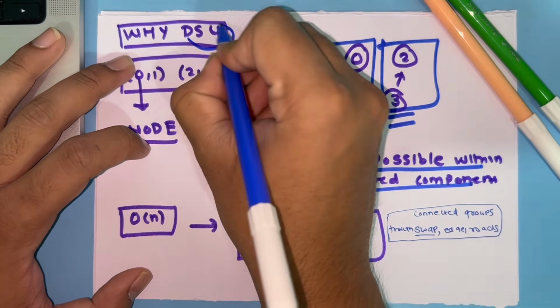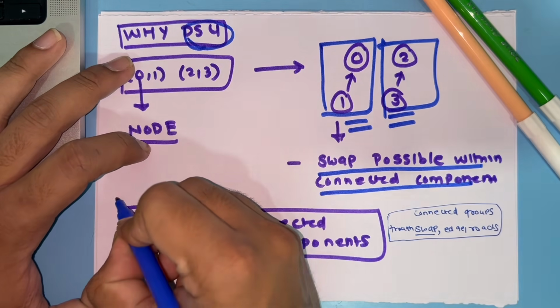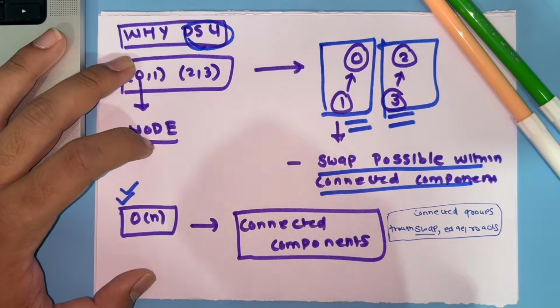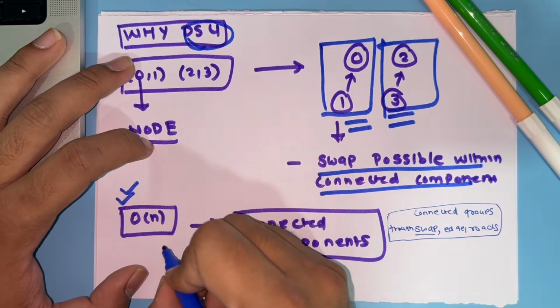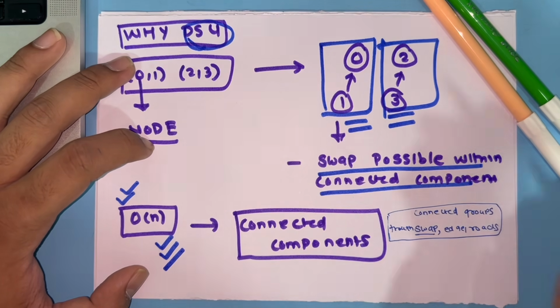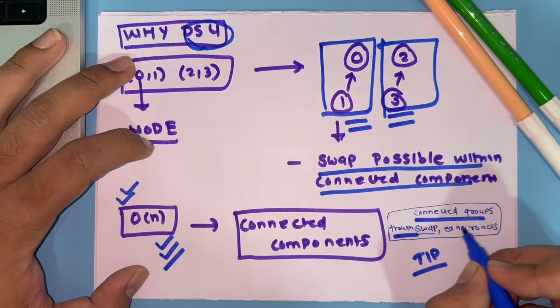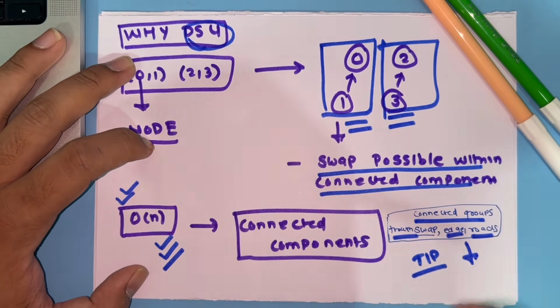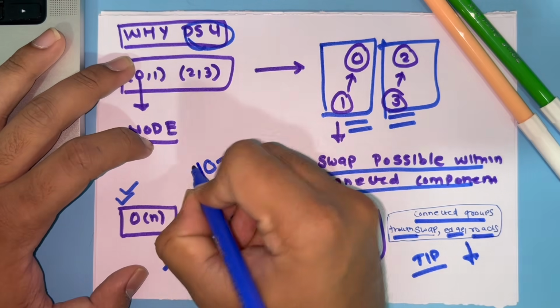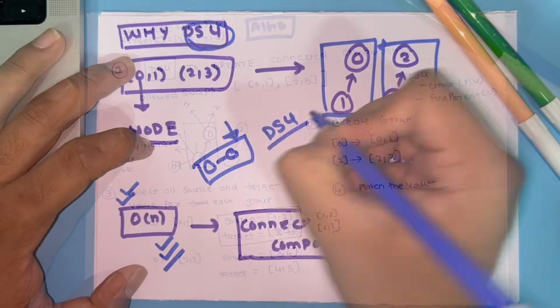Now how does DSU help us? When you are creating connected components, DSU helps you create them in order of n time. You can do this with BFS, DFS also, but this problem specifically is a DSU problem. So one tip is that whenever you see connected graphs through swaps, edges, or roads, etc., basically when you are creating a connected component from a problem, think of it as a DSU problem.